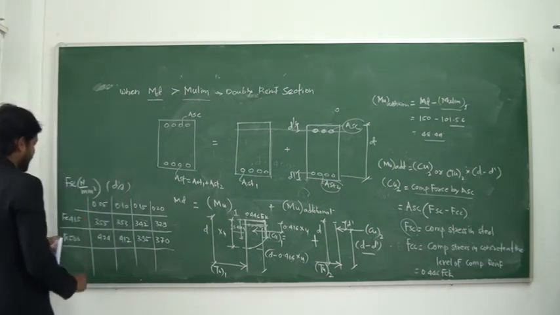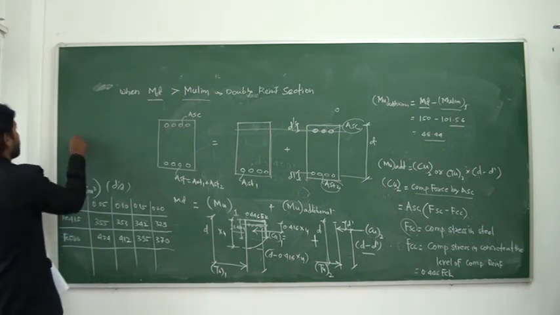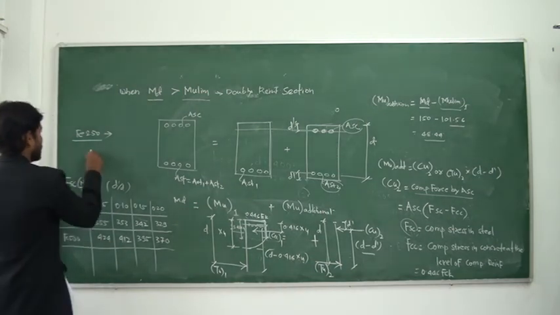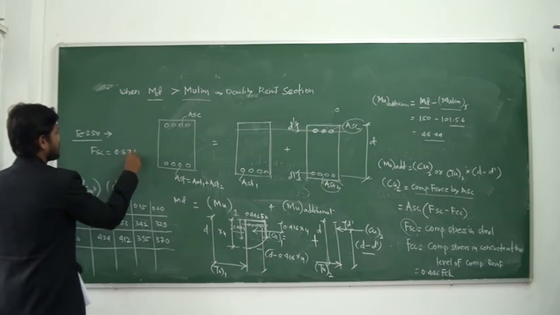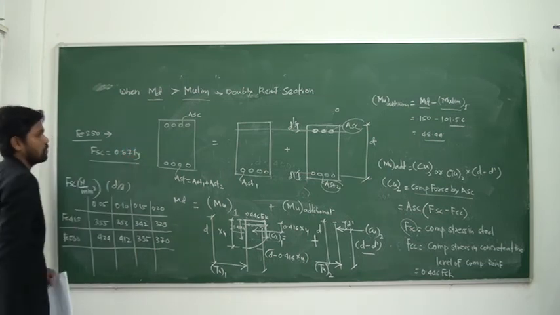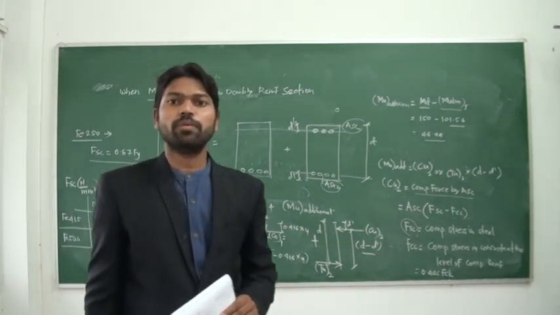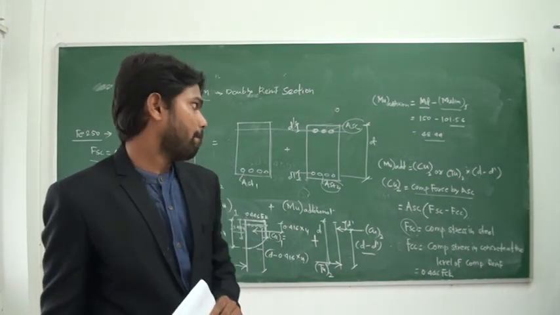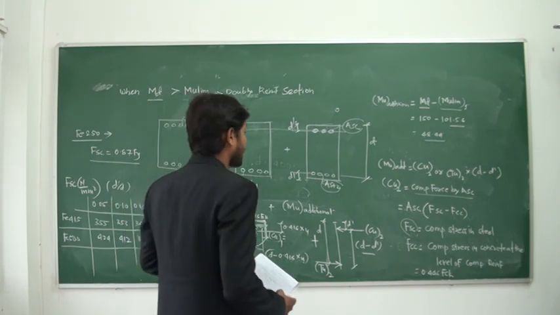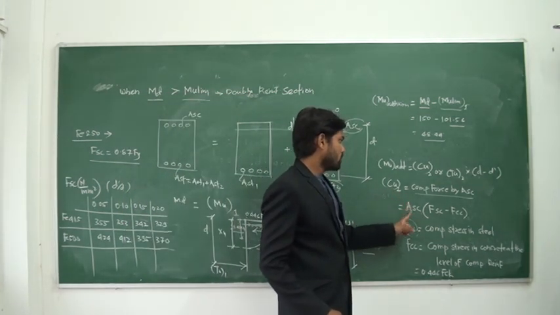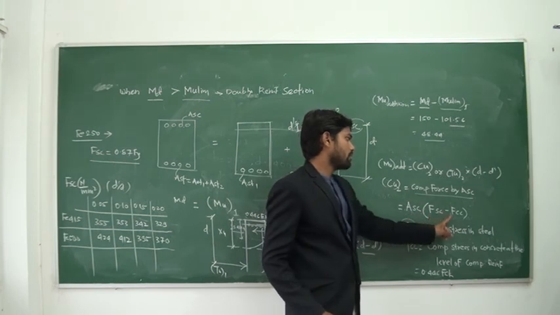Now this is for grade Fe415 and Fe500. Suppose the grade is given as Fe250. Then you can calculate the FSC value directly as 0.87 Fy. FSC for Fe250 is 0.87 Fy. Okay, so this is how you can calculate the additional compression Cu2, which is equal to ASC into FSC minus FCC.